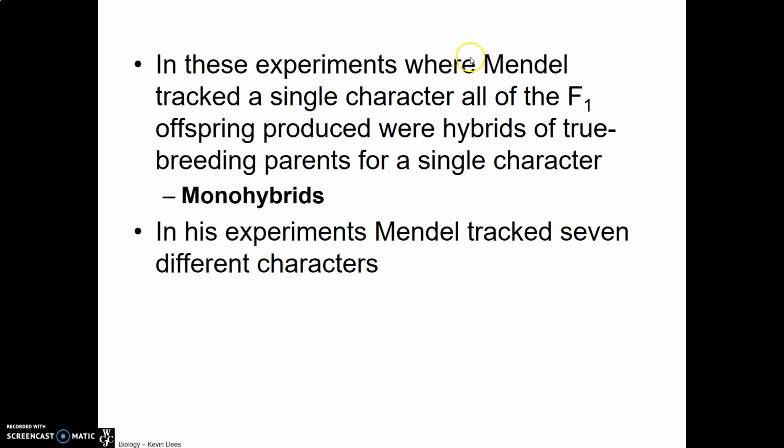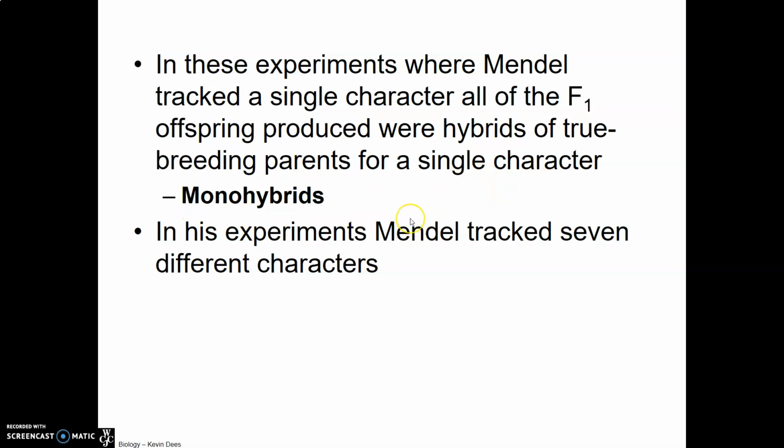So far we've been looking at the experiments where Mendel used data to help create his law of segregation. He tracked these single characters, and the one we've been using is flower color, with the two different traits, purple flowers or white flowers, with purple being dominant. And the F1 offspring were these hybrids, so he called these monohybrids because they were the hybrids of true breeding parents for a single character.